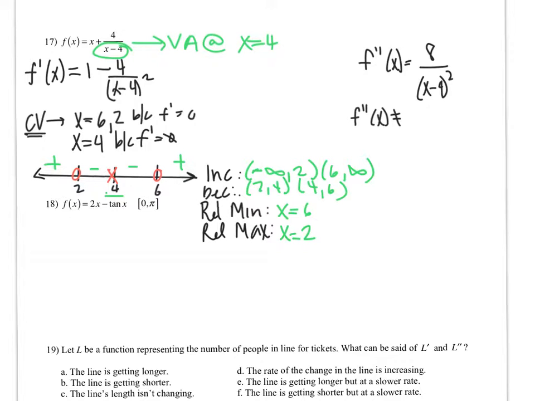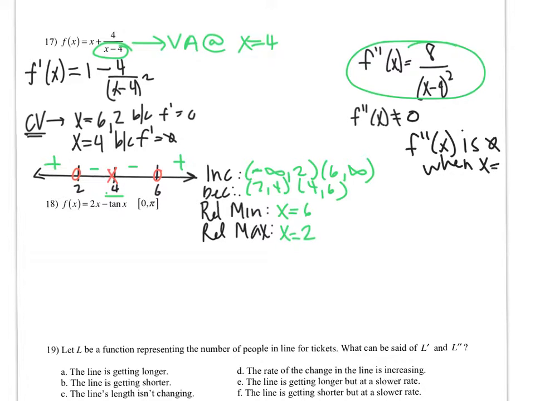Now to analyze the second derivative, we found the second derivative, and if we set it equal to 0, we will have nothing. We get 0 equals 8, so that doesn't work. So the second derivative cannot be 0, but the second derivative is undefined when x equals 4. So we need to check that to see concavity.